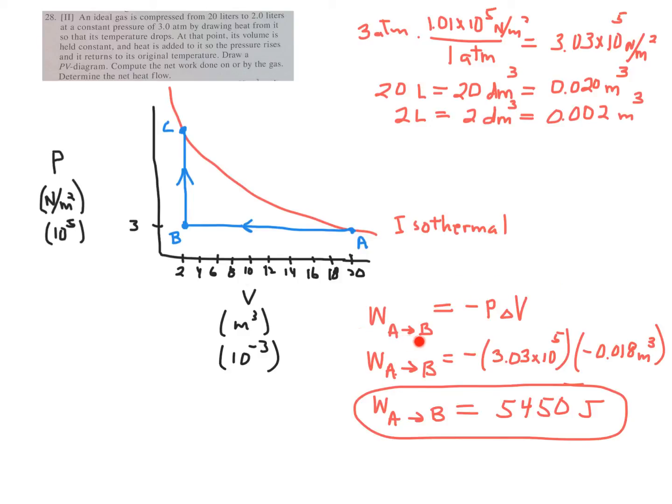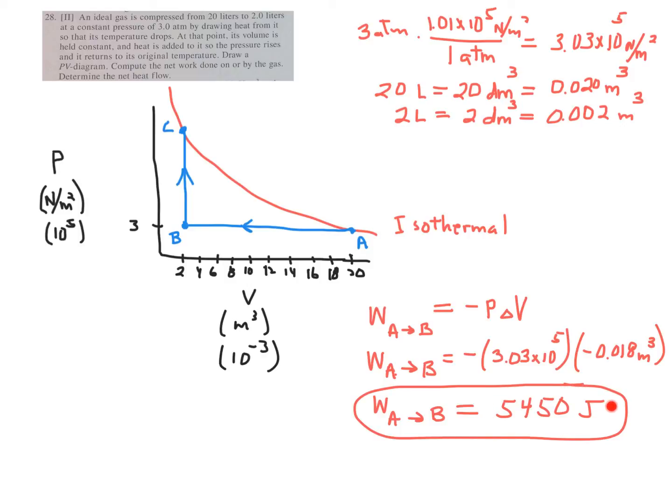The equation is, the work is technically, if you want to follow all the sign conventions, negative P delta V. Constant pressure of 3.03 times 10 to the fifth newtons per square meter, pascals. And the change in volume is a loss in volume of negative 0.018 cubic meters. When you take two negatives and multiply them, you get a positive answer.